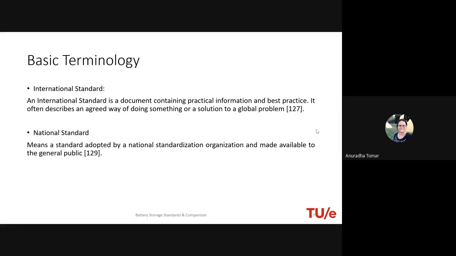Then there are national standards. You have heard of that, meaning a standard adopted by a national standardization organization and made available to the general public. These national standards may be completely rewritten, a different kind of document, which might take some good practices from different international standards as per the geographical or local need of a particular country or region. But it depends completely upon the country and their policies, how they frame the national standards.